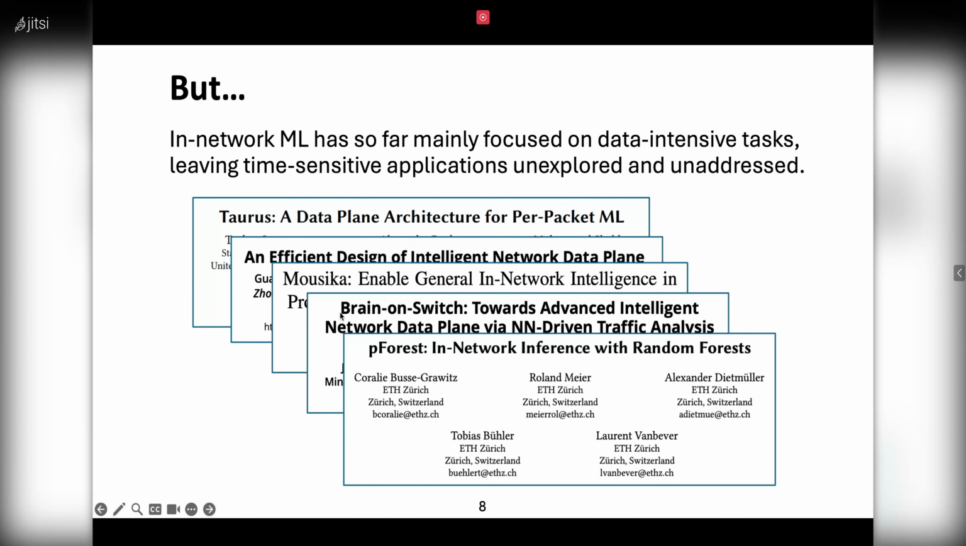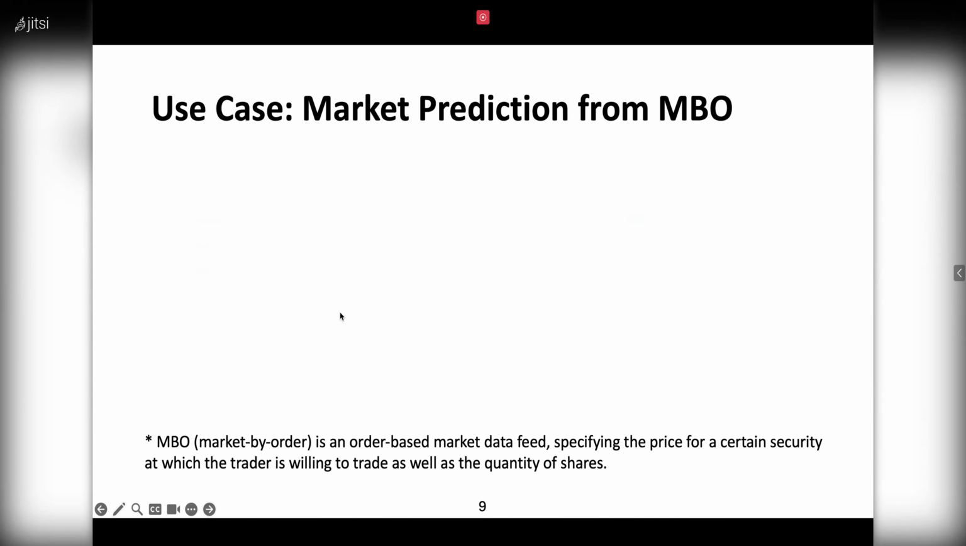Here I will introduce the first use case. It's called market prediction from market by order data. MBO here is market by order, an order-based market data feed specifying the price for a certain security at which the trader is willing to trade, as well as the quantity of the shares.